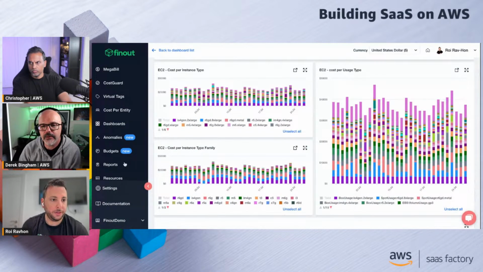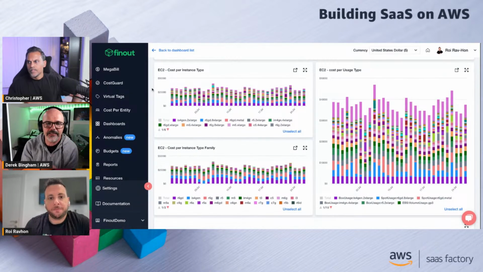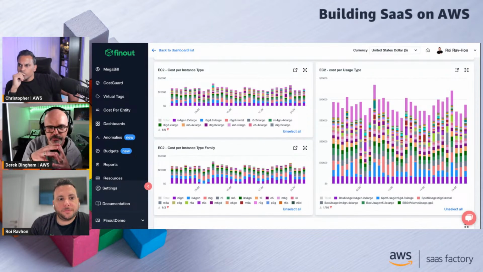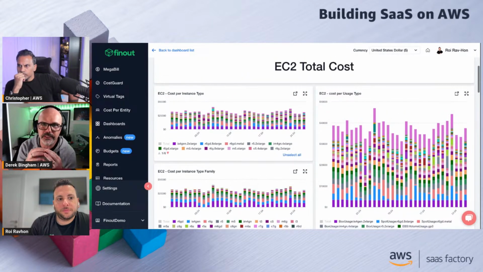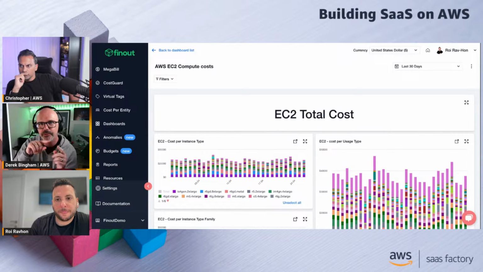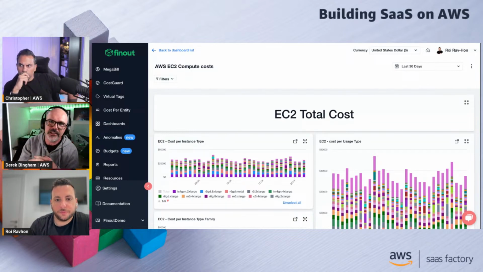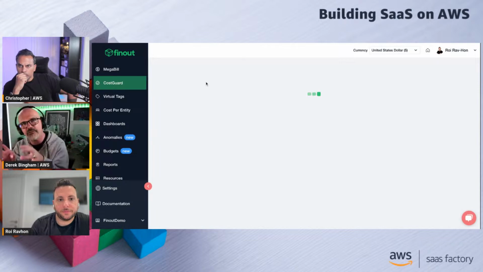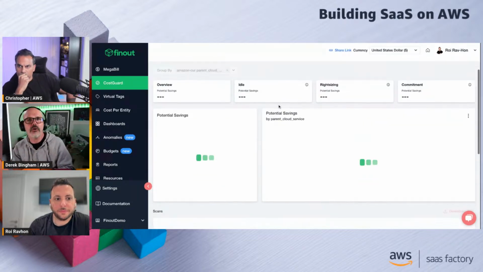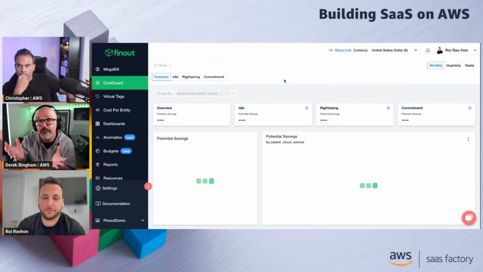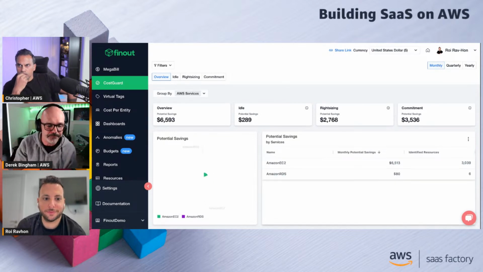Yep. And so obviously the next logical step, once you've reported on your costs and you have dashboards, is to feed some steps back into the account. Is there any automation, or any actions that you can take from FinOps to maybe address some of the cost irregularities, for want of a better word, that you're seeing?